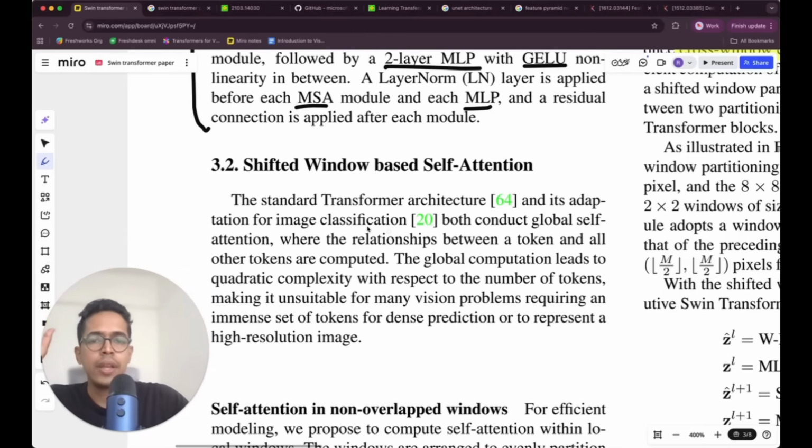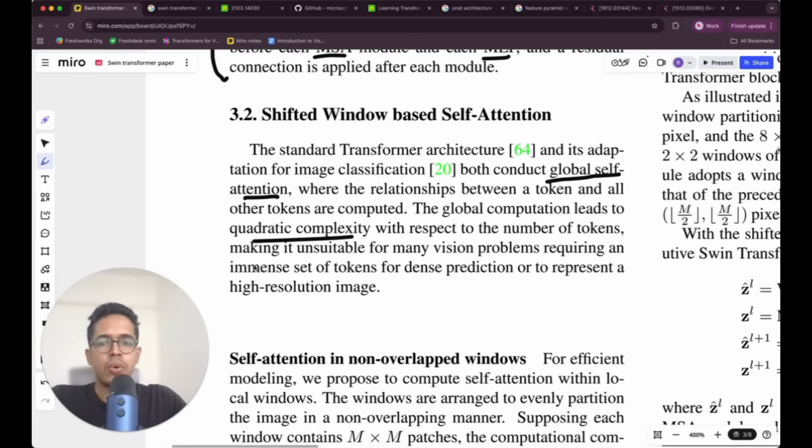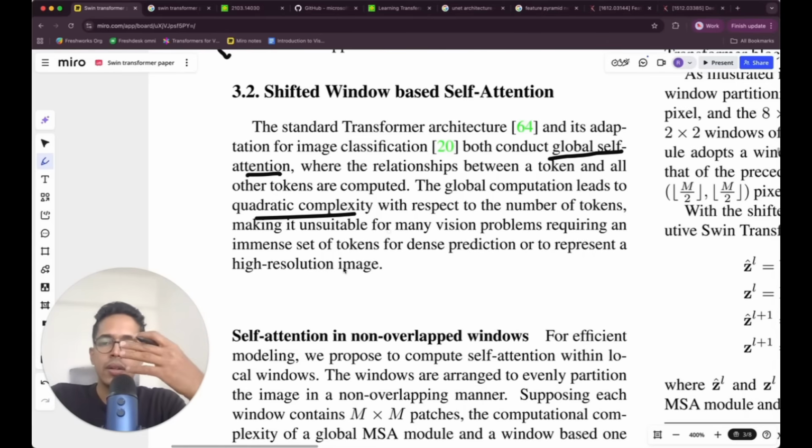Every single patch will pay attention to every single patch in the image. So it's a truly global self-attention in models like Vision Transformer, where the relationship between a token and all the other tokens is computed. Global computation leads to quadratic complexity with respect to the number of tokens. This we saw earlier, I showed you the calculation. That makes it unsuitable for many vision problems requiring an immense set of tokens for dense prediction or to represent a high-resolution image, because as the number of pixels increases by X, the global attention computation complexity increases by X squared.